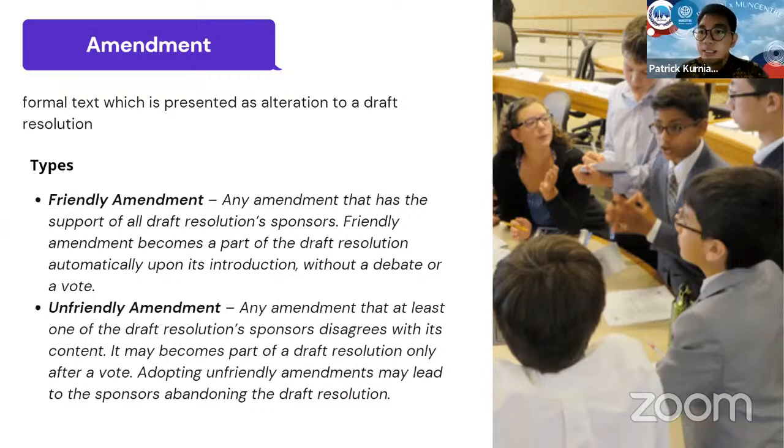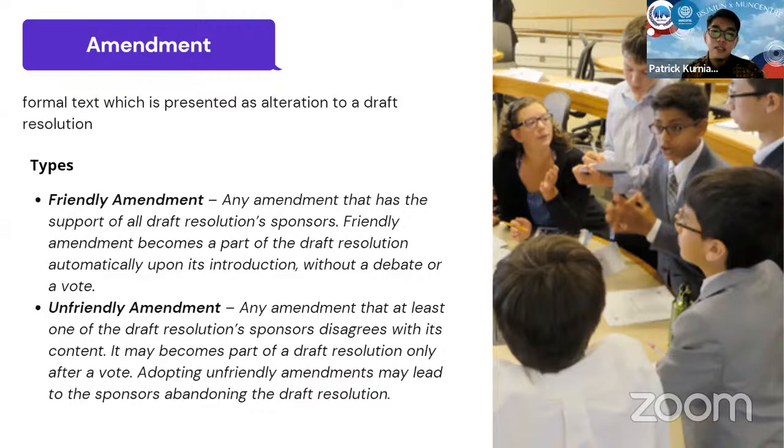If all 3 accept your amendment, in that situation, your amendment is recognized as a friendly amendment. And as you can see right there, a friendly amendment becomes part of a draft resolution automatically upon its introduction without a debate or a vote. So you don't need to do anything. If it's classified as a friendly amendment, it will directly amend the draft resolutions without voting.